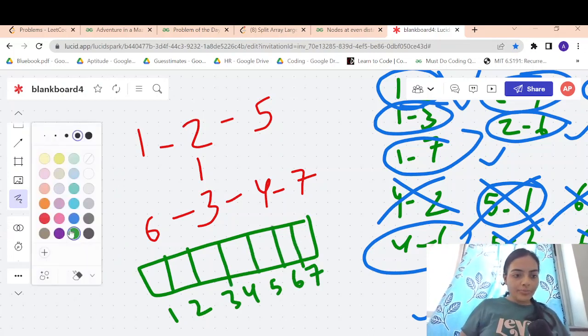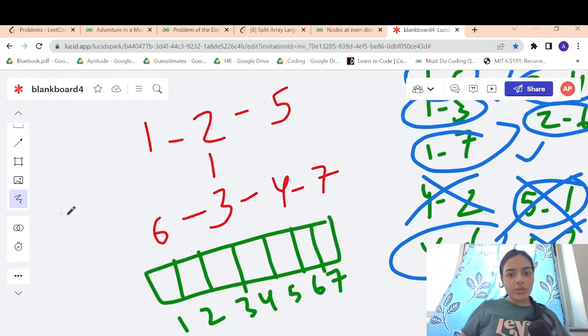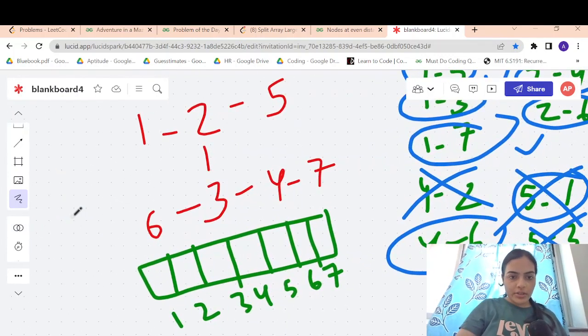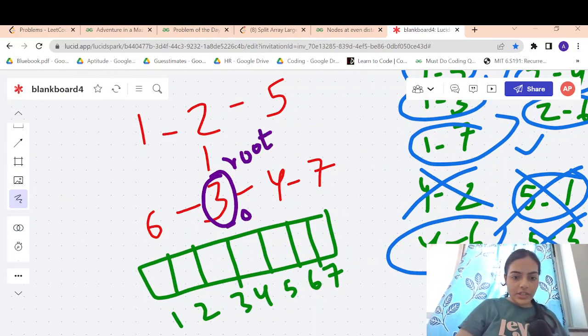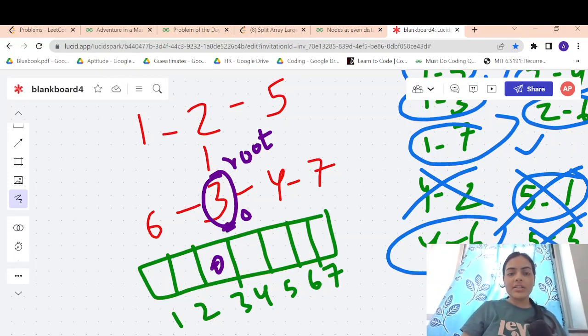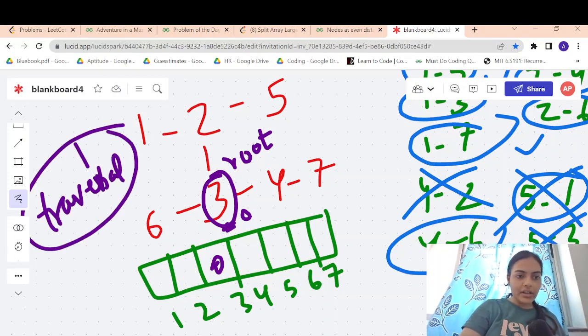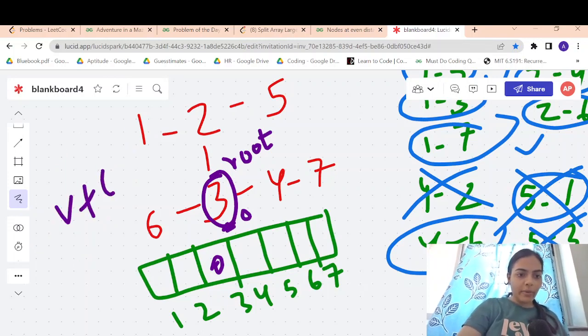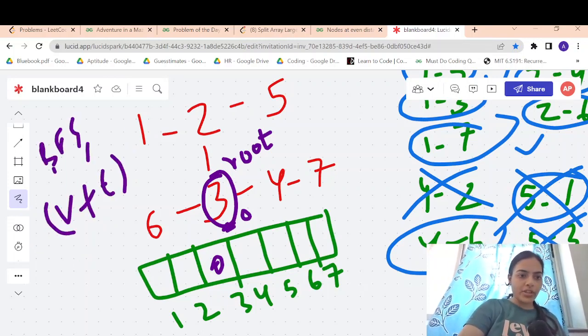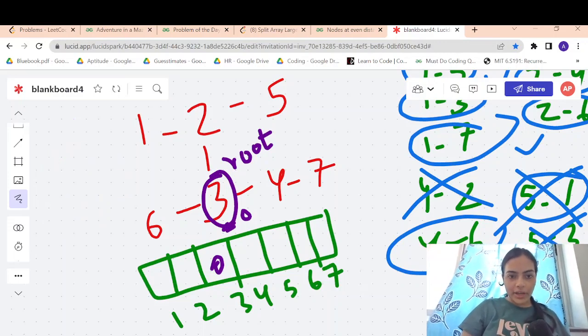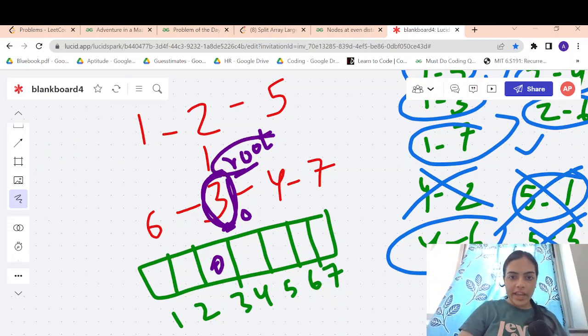Now let me make any node of our choice the root node. Let's say I make 3 the root node. You can make any node the root node. Now let's assign it a distance of 0. Now let's go to all other nodes and find the distance using just one single traversal, which has time complexity V plus E. You can do either BFS or DFS, any traversal algorithm you like, and find the distance of this root node from all other nodes.